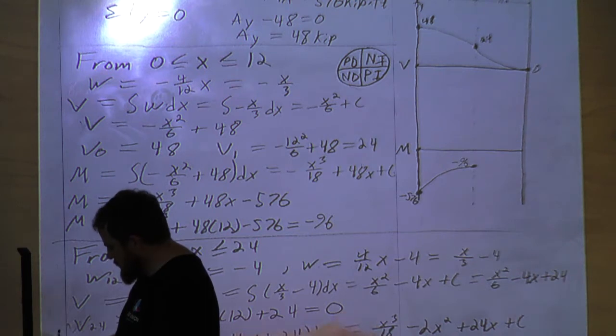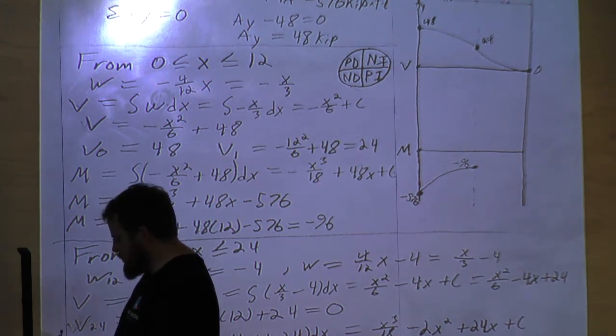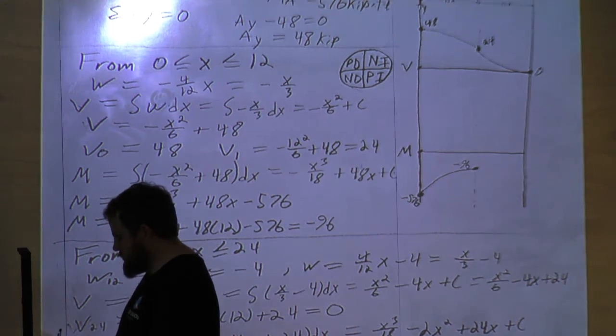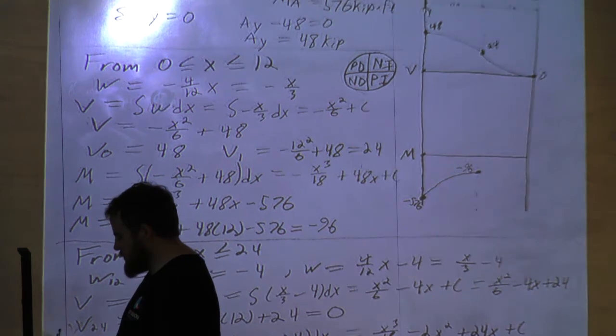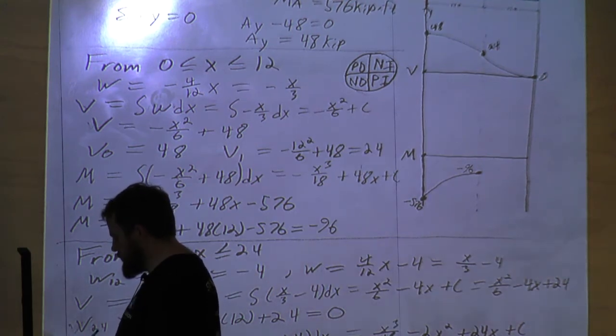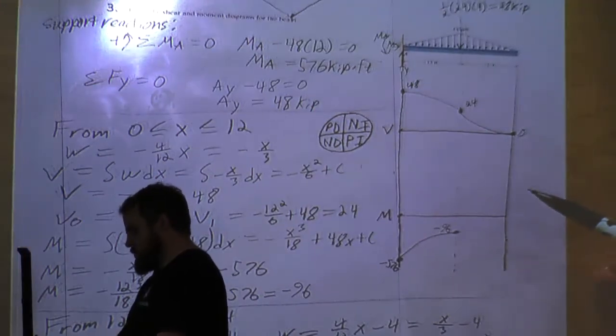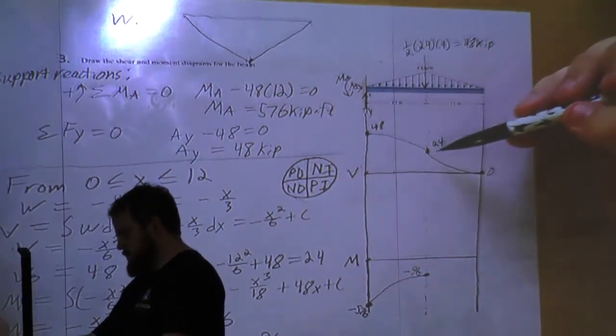x cubed over 18 minus 2x squared plus 24x minus 96. And then we're just going to plug in 12 again to find the moment at 24. So that's going to be 12 cubed over 18 minus 2 times 12 squared plus 24 times 12 minus 96. And that equals 0. So let's look at what's happening in our shear.